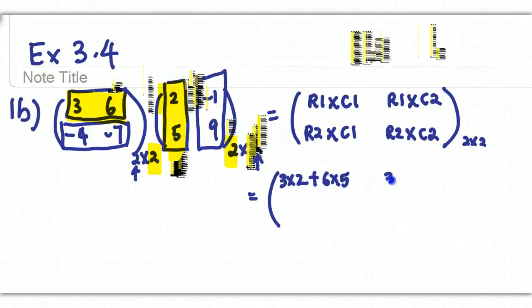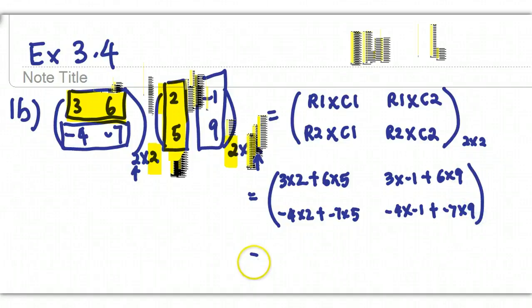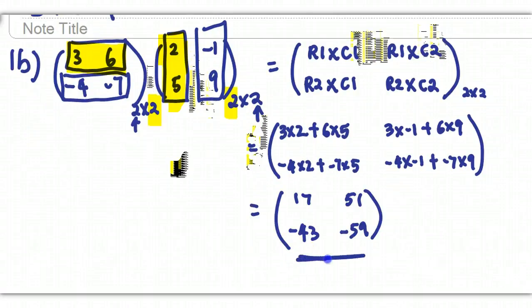Row 1 times column 2, we will have 3 times negative 1 plus 6 times 9. Row 2 times column 1, we will have negative 4 times 2 plus negative 7 times 5. And for row 2 times column 2, we will have negative 4 times negative 1 plus negative 7 times 9. If you work that out, you should get the final answer here. Let's move on to the next question.